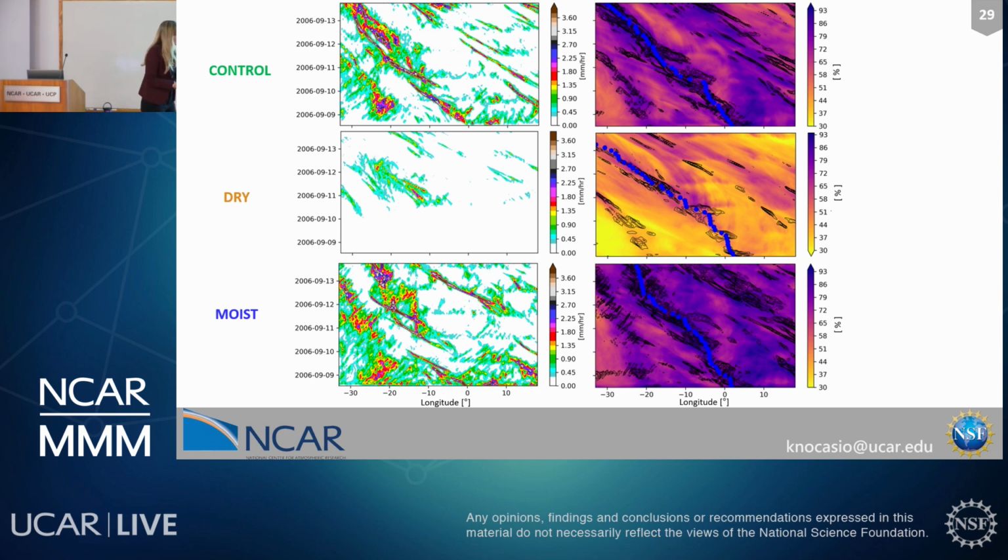I thought it was interesting, when tracking the wave in each experiment, that even though the dry run wasn't raining, I was actually able to track the wave from the start. So there is something to say about those dry dynamics. Again, it turns out that the moist experiment has a slower, very slow pre-Helene and a more intense system when compared to dry and control.